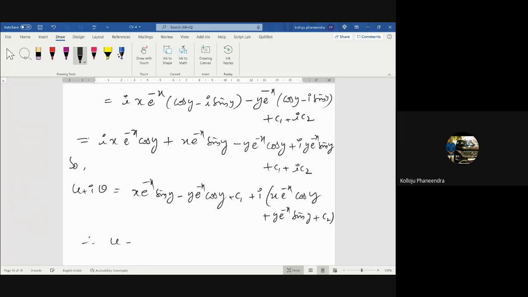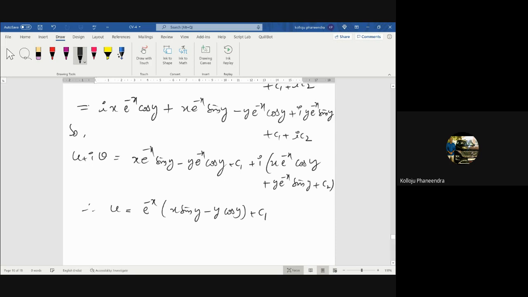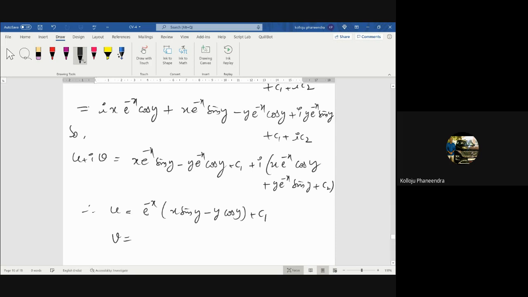Therefore, what is the u value? u is given as e power minus x common, x sin y minus y cosine y plus c1. Next, what is the v function? e to the power of minus x common, x cosine y plus y sin y plus c2. These are u and v. Any doubts?